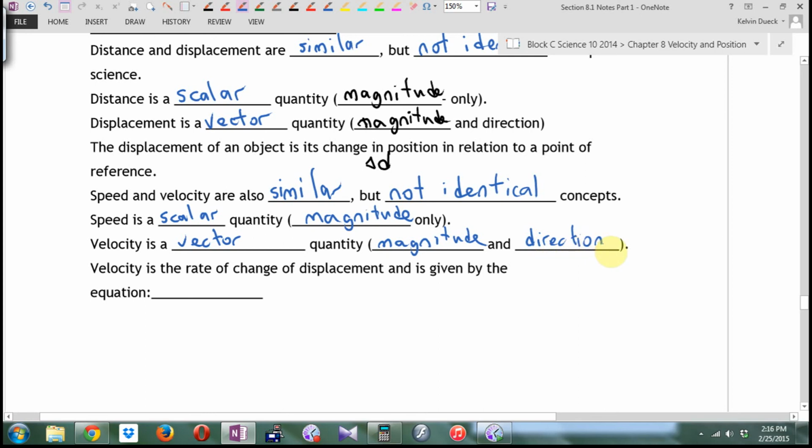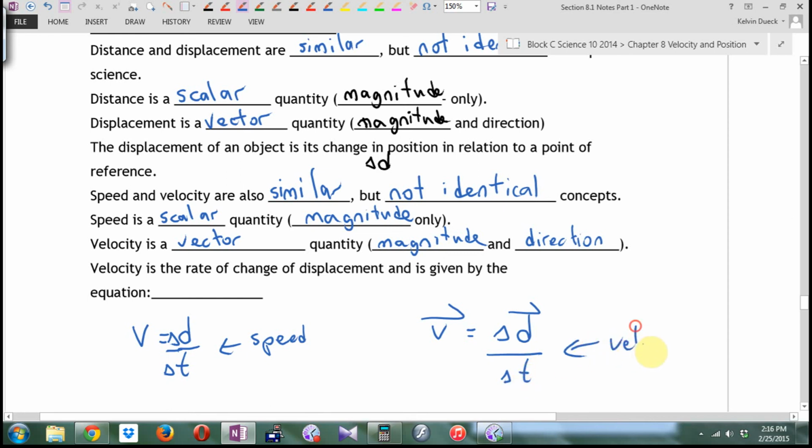Velocity is the rate of change of displacement, and it's given by the equation. That's speed. Where that's changing and that's changing. Or velocity equals displacement over time. That's velocity.